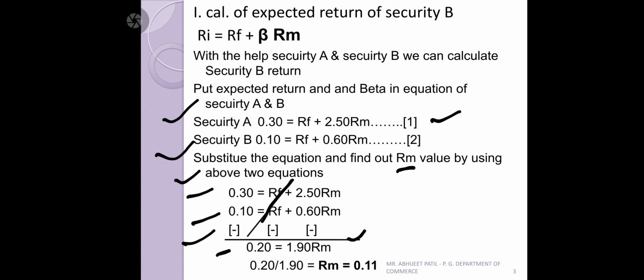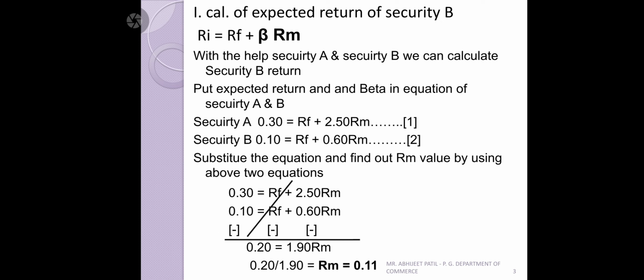So RF is cancelled. So find out first the RM value. To find out RM, we should use 0.20 divided by 1.90. So 0.20 divided by 1.90 is equal to RM. Therefore RM is equal to 0.11. So here, using the two equations of security A and B, we have found RM.